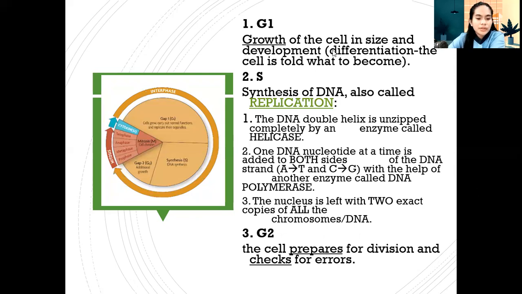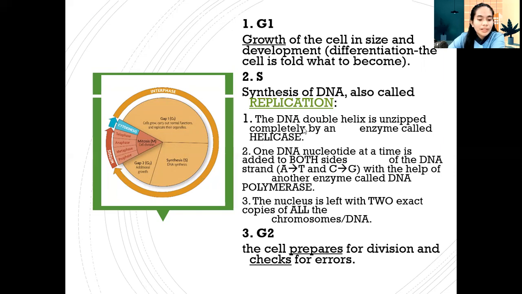So we have here your Gap 1. In Gap 1, there is growth of the cell's insides and development, differentiation; the cell is told what to become. In Gap 1, the cell gets bigger. Why does it grow? It's because the organelles are replicating. The vacuole replicates, the lysosome replicates. It grows because its contents are also multiplying. And then we also have synthesis of DNA, also called replication.